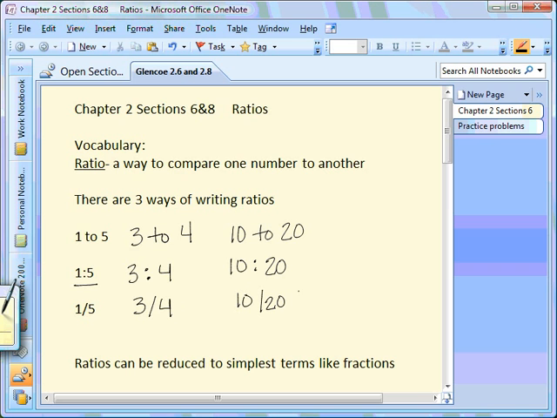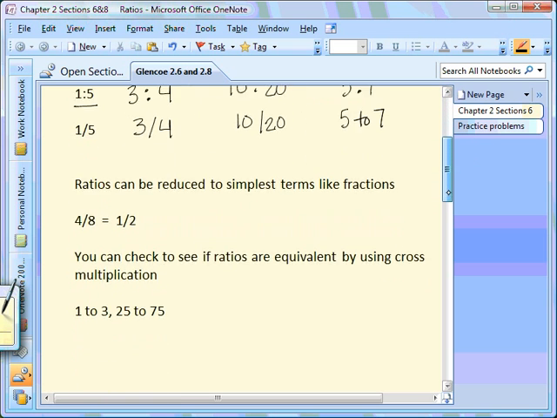Okay? A little practice. If I give you the ratio 5 out of 7 and we wrote it in two different ways, how would we do that? Well, we could do it with a colon and write 5:7, or we could do it with the word "to" in the middle and write 5 to 7. Let's go ahead and move on.